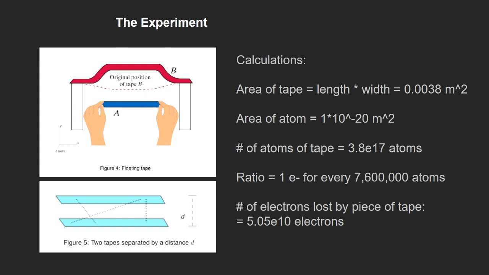The area of the tape we can calculate, and so we can get the area of the atom, which comes out to the number of atoms of tape being 3.8 times 10 to the 17, which means 1 electron for every 7,600,000 atoms, with 5.05 times 10 to the 10 electrons lost.